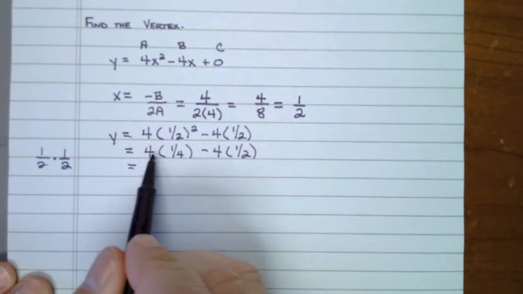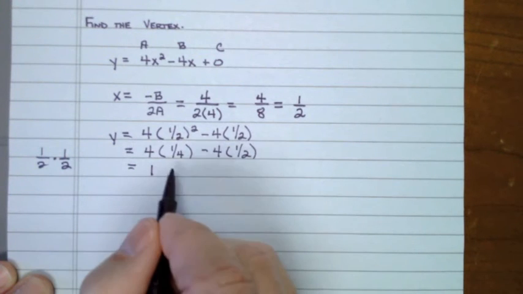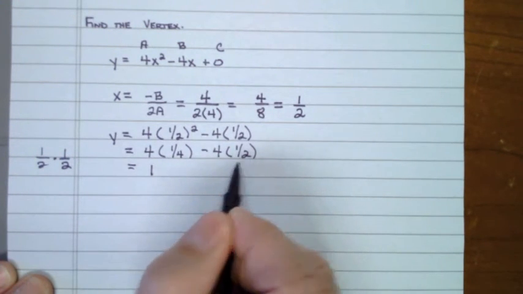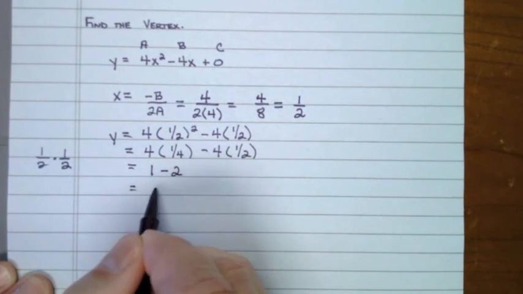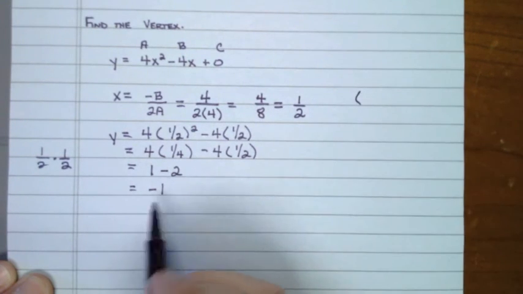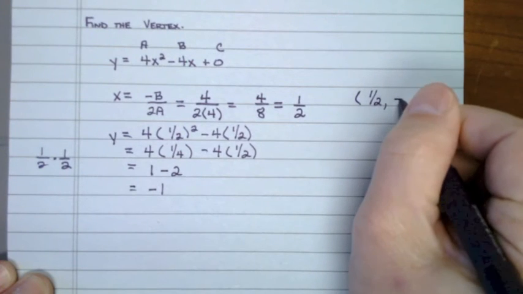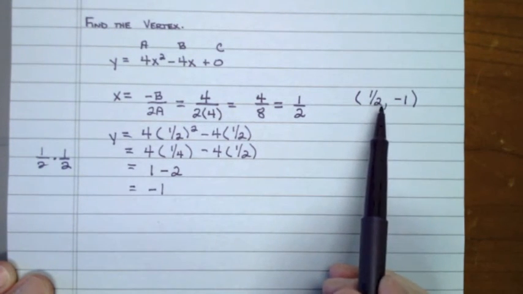Four times 1/4. 4 times 1 is 4. Divided by 4, this is 1. Negative 4 times 1 is negative 4 divided by 2, negative 2. 1 minus 2 is negative 1. So my vertex for this one, the x coordinate is 1/2, the y coordinate is negative 1. We're not always going to get whole numbers on these.